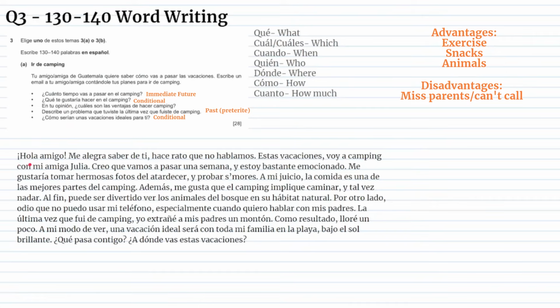So like I said, we're just starting with the quick little greeting that connects to this email context. Hola amigo, me alegra saber de ti. This is a Spanish phrase for like, happy to hear from you. Hace rato que no hablamos. We haven't spoken in a while. So these are 2 phrases you could definitely take and use when you're writing emails or letters. And that ticks off our issue of addressing the email.